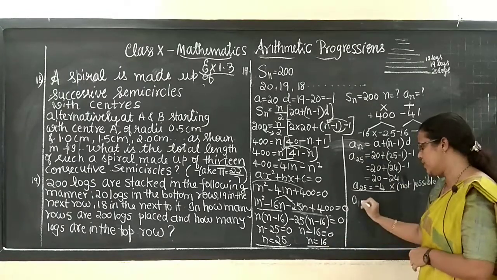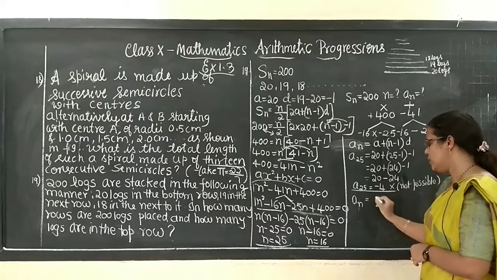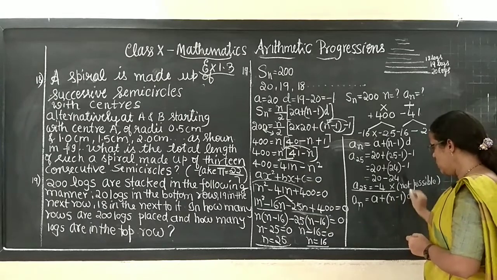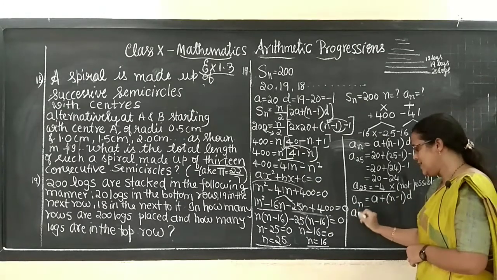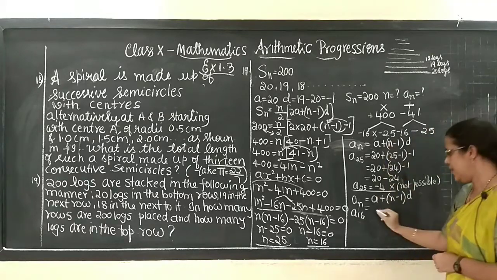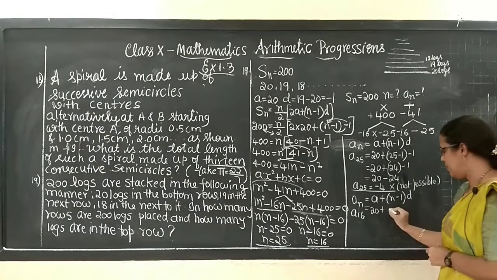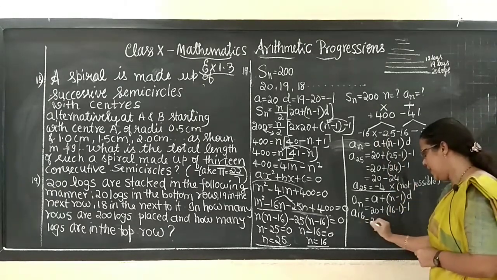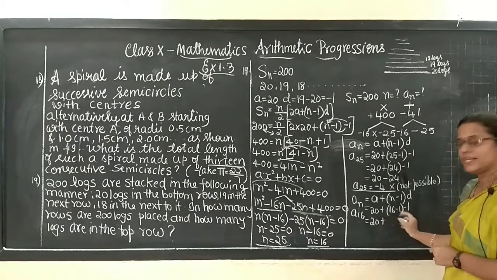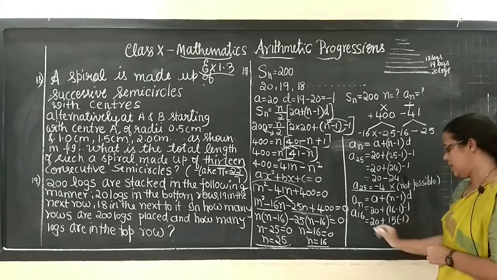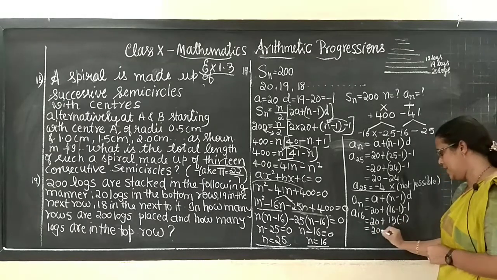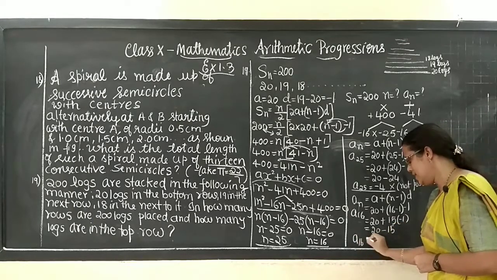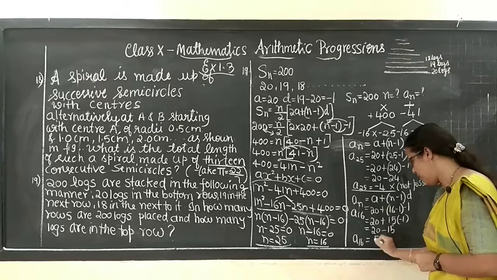n is equal to 16. So here an is equal to a plus n minus 1 into d. So an is how much? a16. So a is 20 plus 16 minus 1, which is 15, into d, which is minus 1. So 20 plus 15 into minus 1. What is the answer? 20 plus minus 15 ones are 15. So if I subtract, what is the answer? 20 minus 15 is 5.